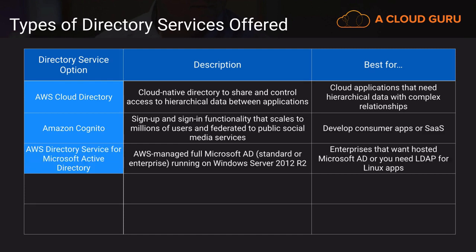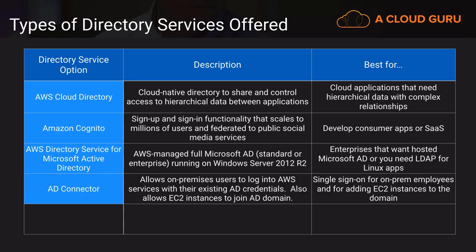on your own. We also have the AWS Directory Service for Microsoft Active Directory. Now that's just a full-blown AWS-managed implementation of Microsoft AD. And it could be the Standard or Enterprise edition, and it's going to be running on Windows Server 2012 R2. And that's for organizations that need a hosted Microsoft AD.